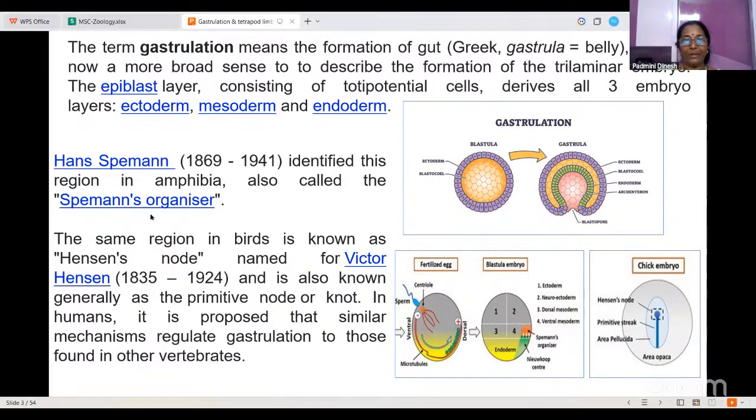The same region in birds is also known as Hensen's node. If you remember, in the practical class we were talking about something called the primitive streak. The primitive streak also has a primitive node, a primitive pit. At that place, it's called Hensen's node. Victor Hensen was the one who identified that, and so the name primitive node or Hensen's node is proposed.